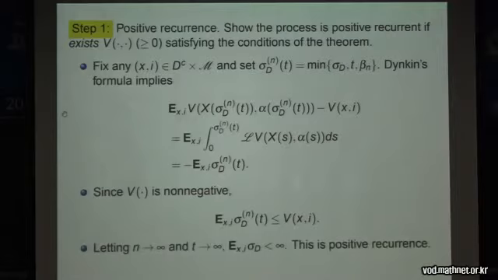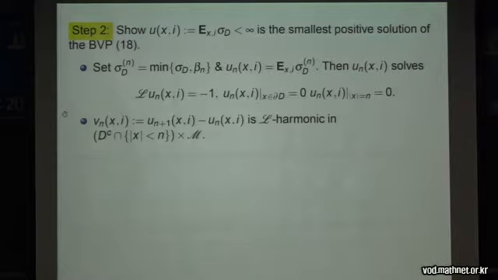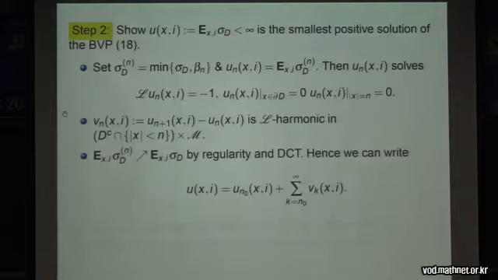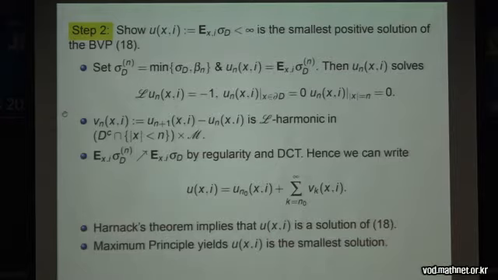Then you take the limit as n goes to infinity and t goes to infinity. Then you show this, in fact, is finite. Now, how do you show that this is the smallest positive solution? You look at this Dirichlet boundary value problem. It has two boundaries. One is this natural boundary. The other one is a boundary at the norm equal to n. And you get a sequence of them. Once you get the sequence, you take the difference of two consecutive ones, and then you show the series is convergent. And then you use the Harnack theorem to conclude that U, in fact, is a solution of the system of PDEs. And finally, you use the maximum principle to show U is the smallest positive solution. You don't have a smaller one.